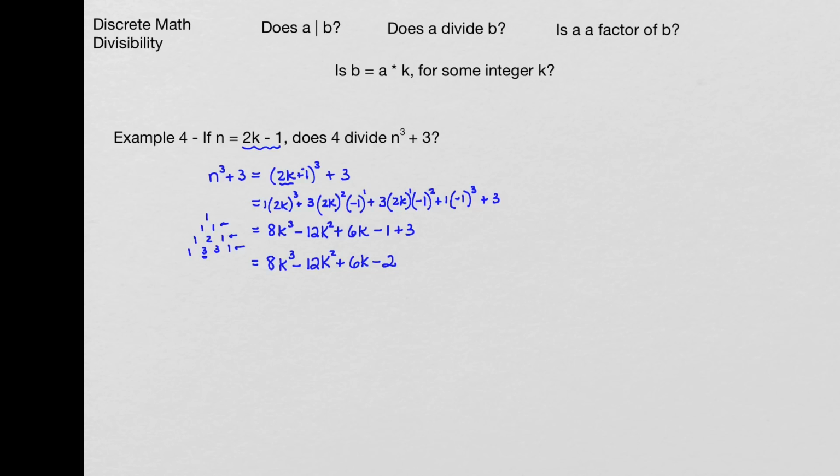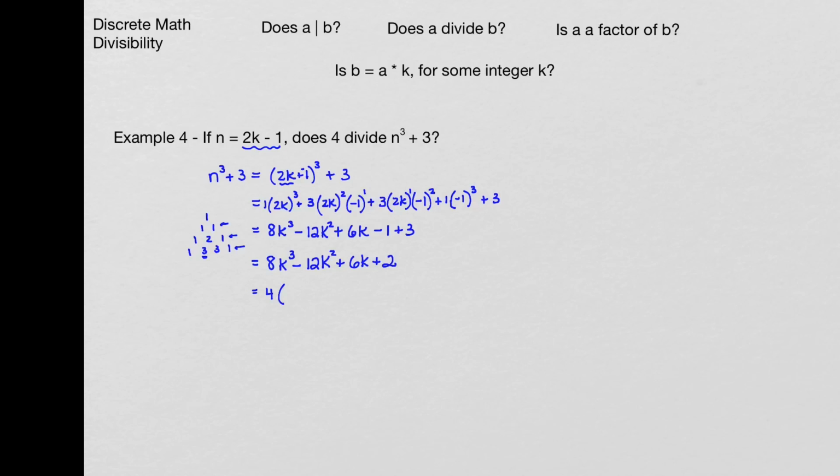Okay, so now I've got my expression simplified. This is n cubed plus 3, and my question is, does 4 divide this quantity? Oh, that should be a plus 2, shouldn't it? There we go. Either way, what I'm looking for is, can I factor out a 4 here? Can I make this equal to 4 times some expression where all of the terms are integers?